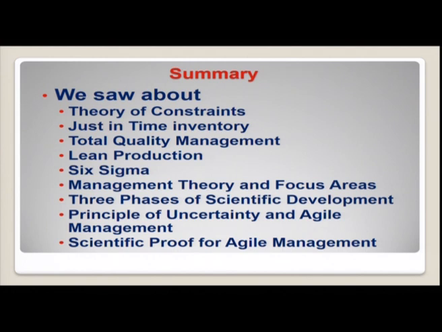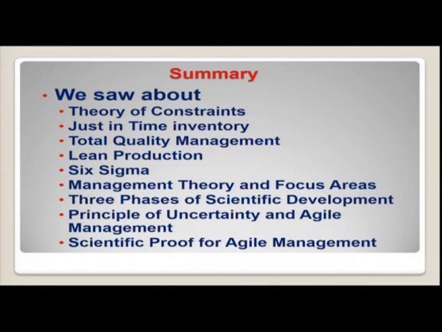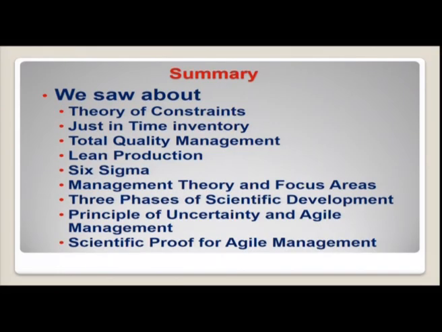The fifth theory was related to Six Sigma, and then we saw a comparative analysis of the areas where these theories were put to use. Then we saw three different phases of scientific development, and then we went on to see the principle of uncertainty and agile management. Then we saw the scientific proof for agile management.